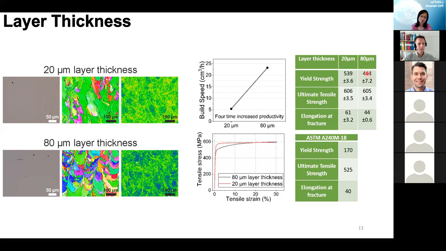You have it here, but it's still very high compared to what the standard requires. 170 is the standard and we are at 464. So we're still well above that. And we see a reduction in elongation for the 80 micron layer thickness, but still we can now produce a sample that is comparable to the 20 micron by developing new process parameters with the aim to increase productivity, instead of, as we did before, developing the process parameter to have as high quality as possible.